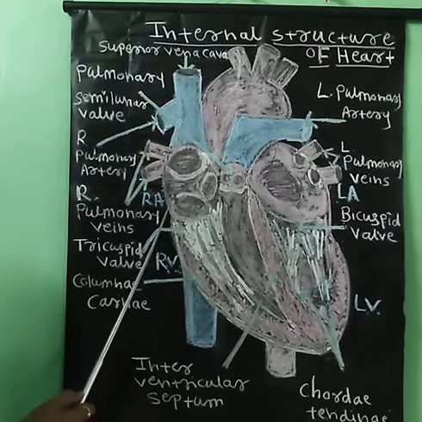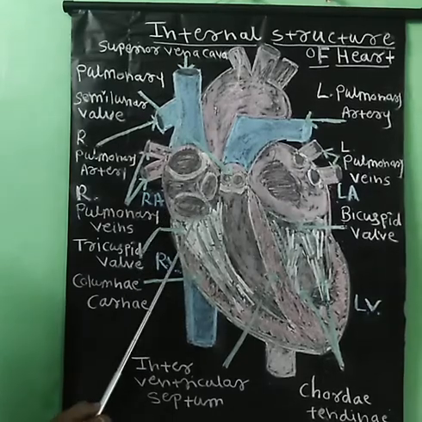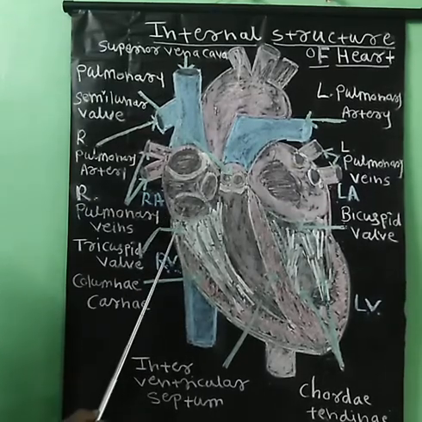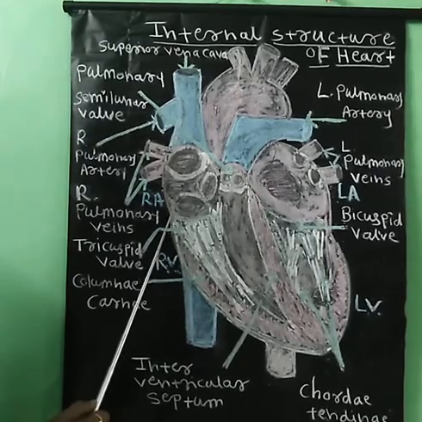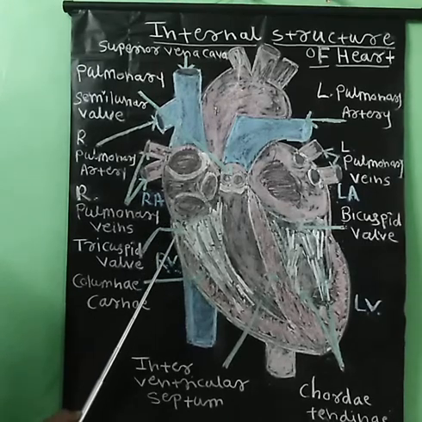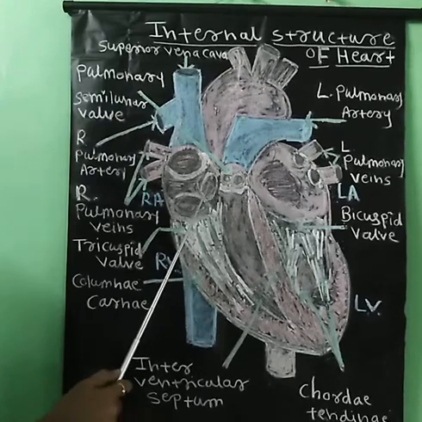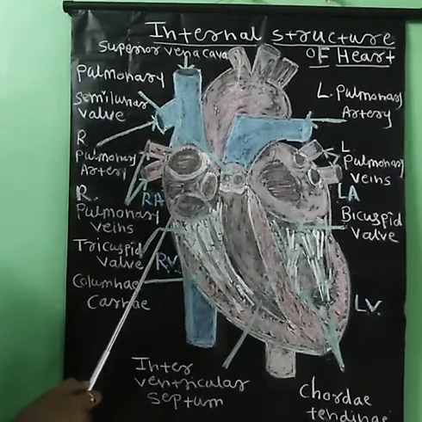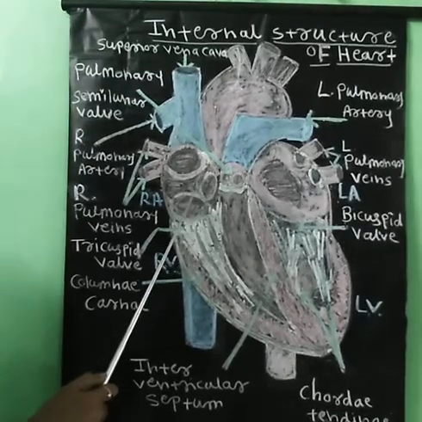In that, opening of postcaval, that means inferior vena cava, is guarded by Eustachian valve, while opening of coronary sinus in right atrium is guarded by Thebesian valve.